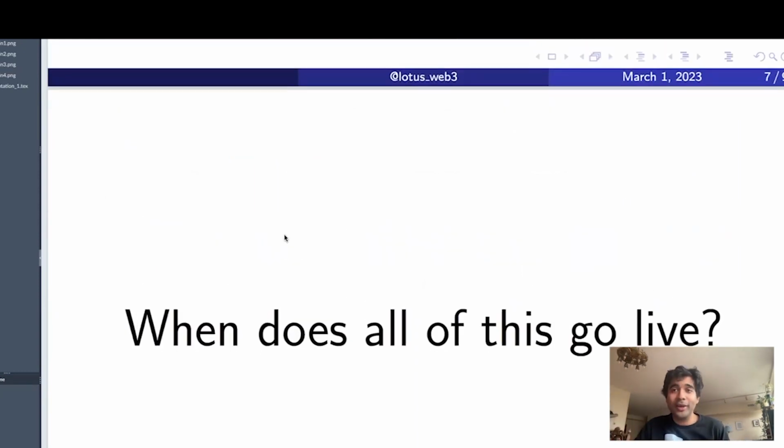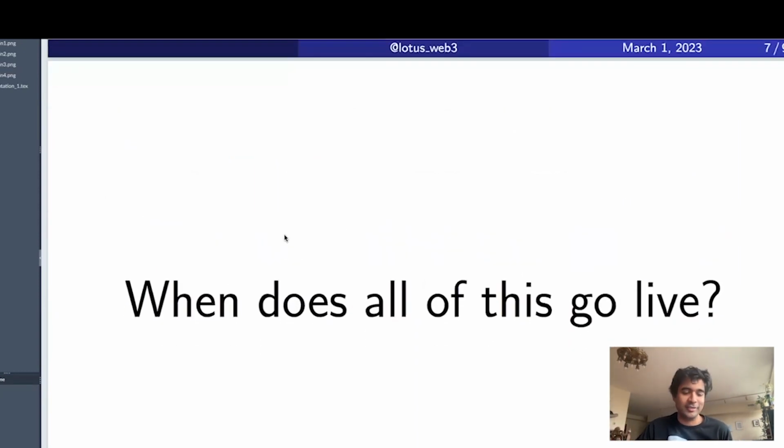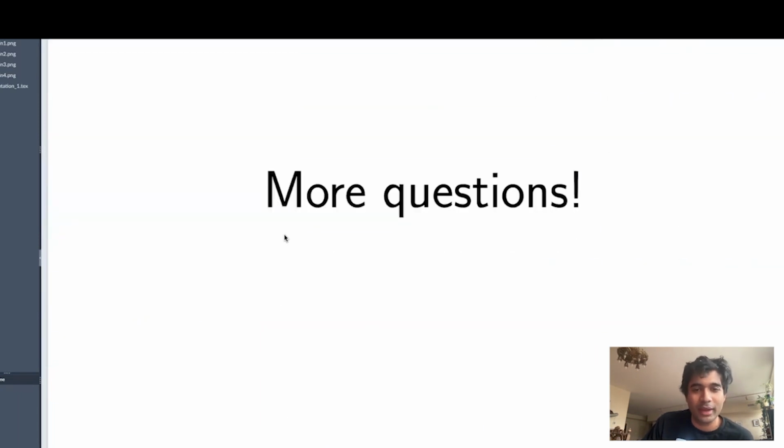When does all of this go live? March 14th, as I've said many times now. Lotus 1.20 was released yesterday. If you are running a Lotus node, you have until March 14th to upgrade. Please upgrade sooner if you can, and give us feedback if anything isn't quite working.